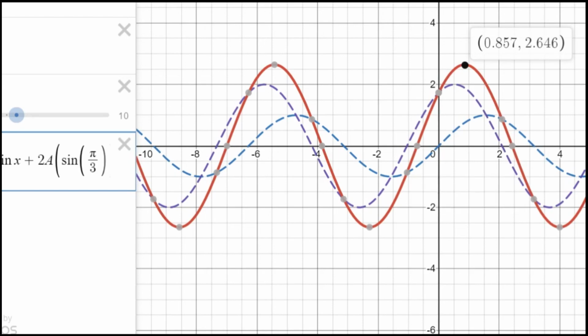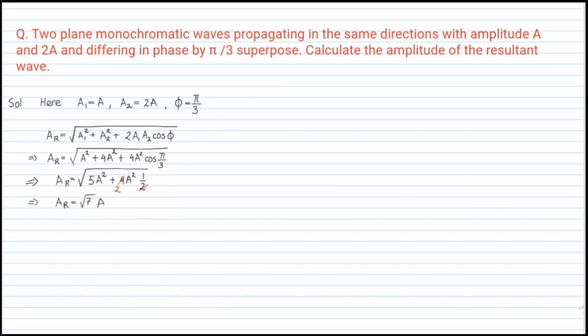So can you see this? The red one is your resultant wave. This resultant wave has a maximum amplitude of how much? 2.646, which is approximately root 7. Fine. So this is how you'll find your amplitude, the amplitude of the resultant wave.